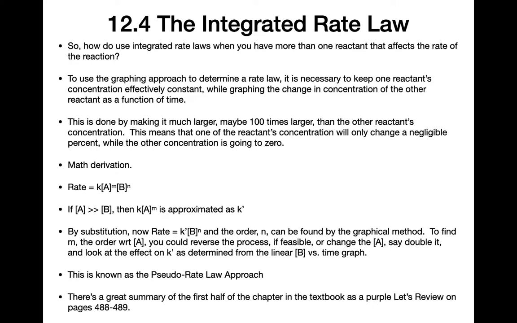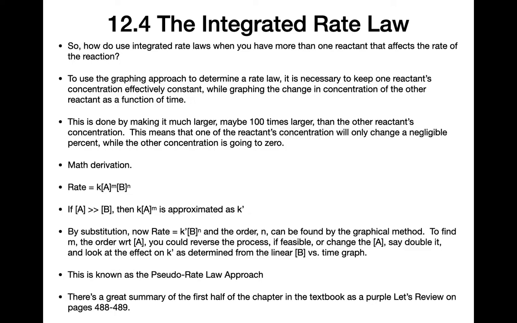Now, because A is so much larger than B, A basically doesn't change. A little bit of it gets used up, but if you use up 0.1 molar of 100 molar, that's 99.9 molar still left, which means you basically haven't put a dent in the amount of A, even though your B may be all used up by now.